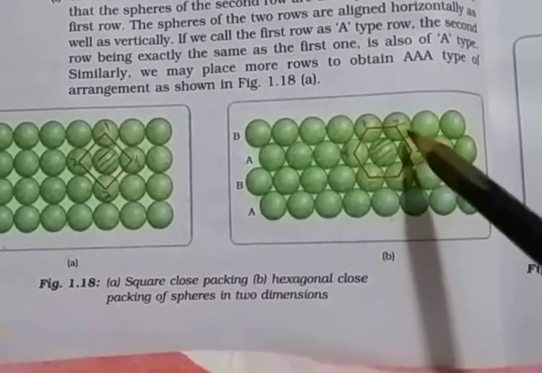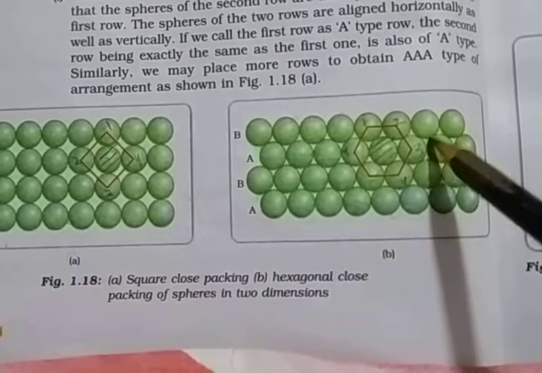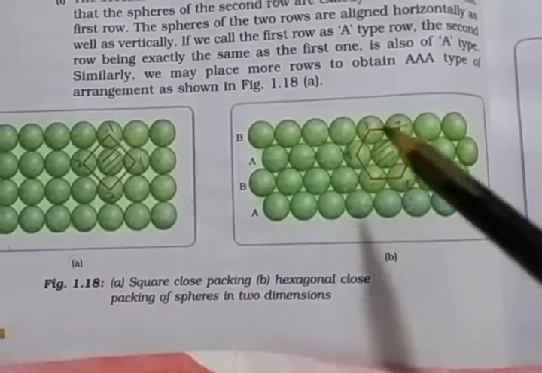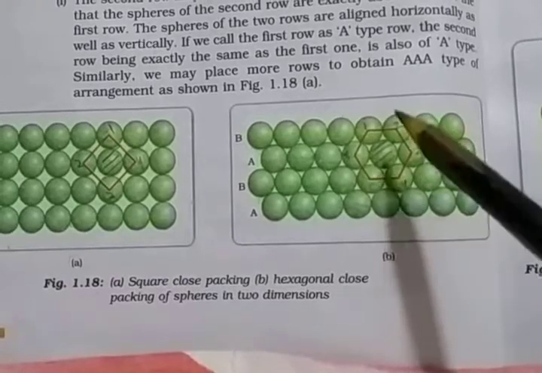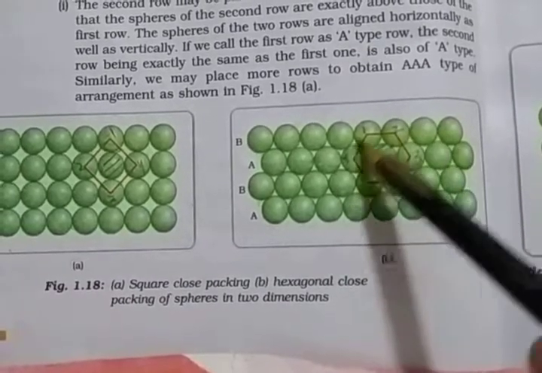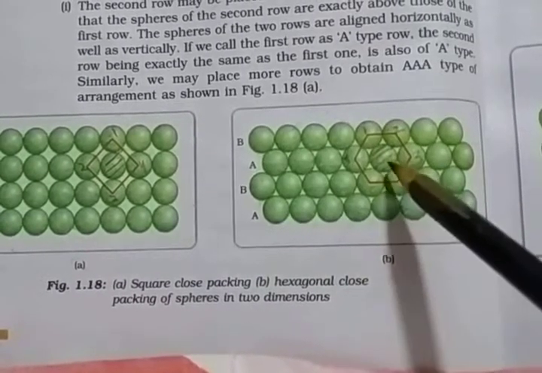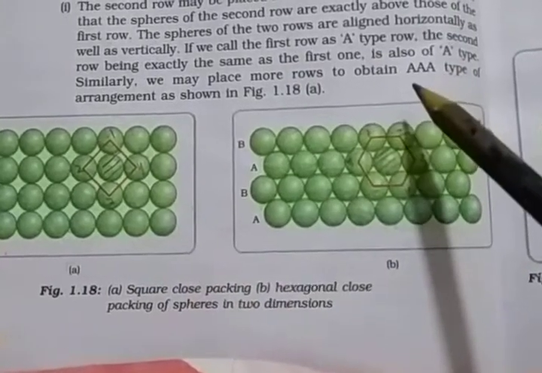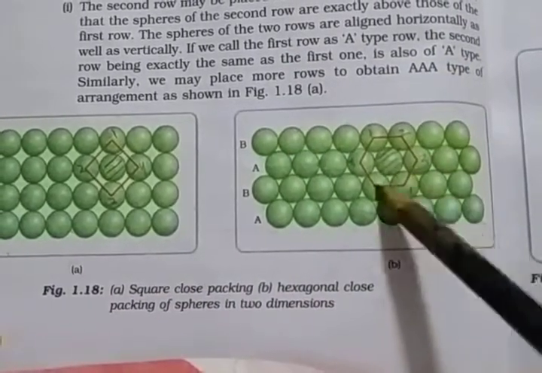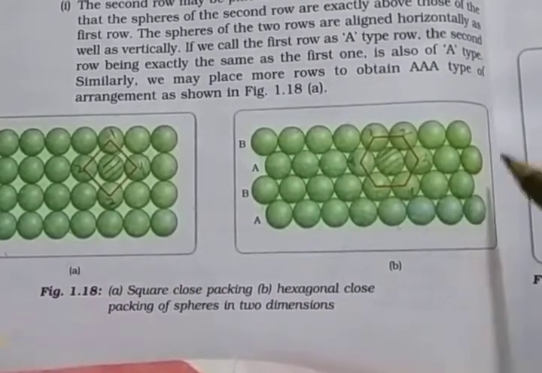So this packing is called two-dimensional hexagonal close packing, and 3 layers are required, 1, 2, 3, to form the hexagonal form, and for square also. Clear? So it is known as two-dimensional hexagonal close packing.